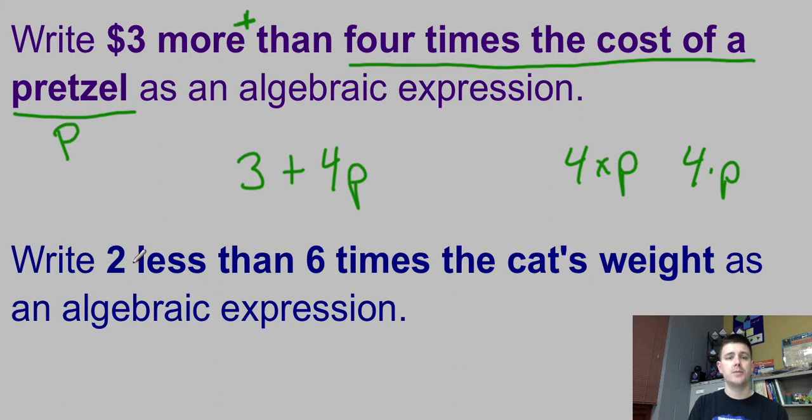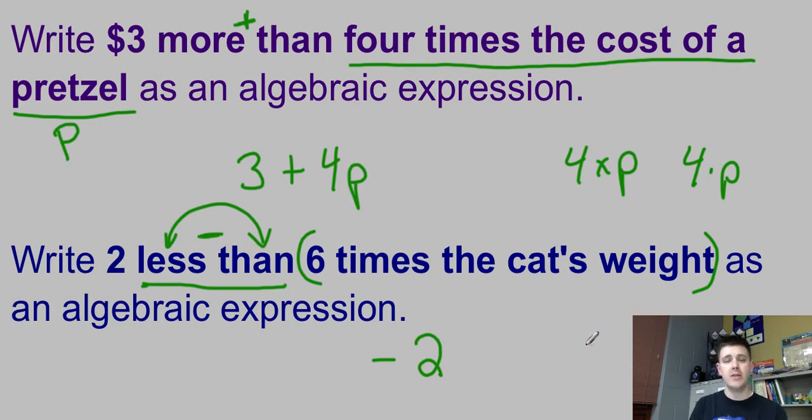So let's try another one. 2 less than 6 times the cat's weight as an algebraic expression. Well, less than we know means to subtract, but we also know that this is going to be one where we're going to flip things around. So instead of doing 2 minus the rest of the problem, we're going to do the rest of the problem minus 2. So the minus 2 is going to flip to the end of the problem instead of the beginning.